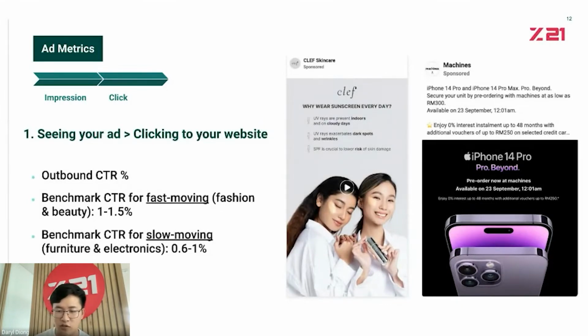Square is not too bad. Square is good for feed placements. Vertical is good for reels and stories placements. Okay, the second tip, shoot it within 60 seconds.